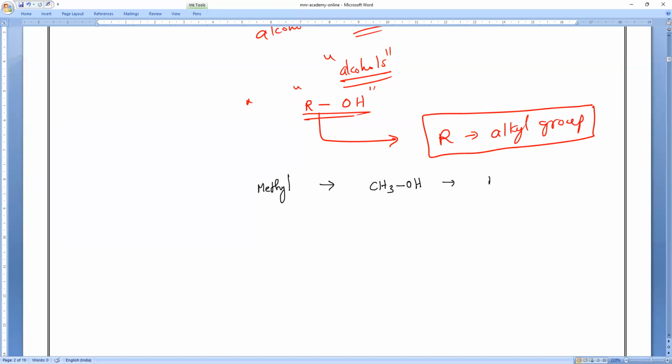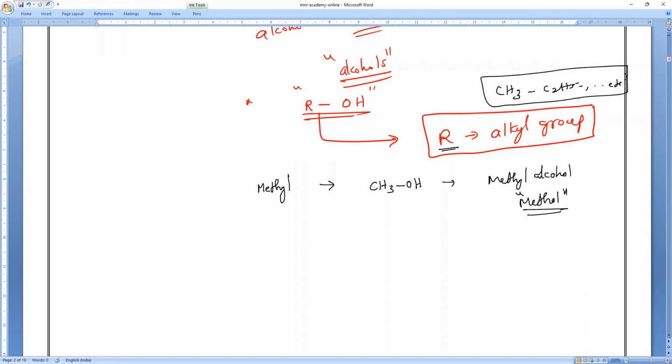This is what we call methyl alcohol. Am I right? We also got it in chemistry chapter 1. Methyl alcohol, or we call it what? Methanol. So R indicates the alkyl group. Alkyl group means it may be CH3, C2H5, and I have taught you 3 or 4, but basically 2 or 3 is enough for us.